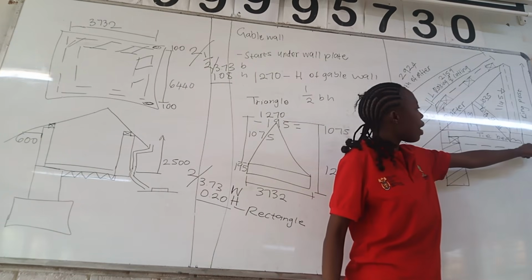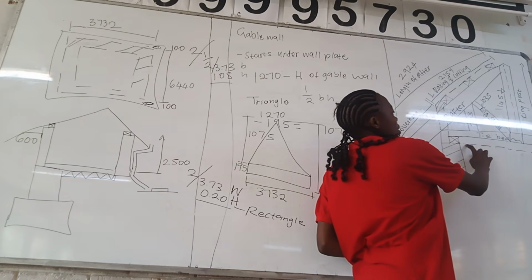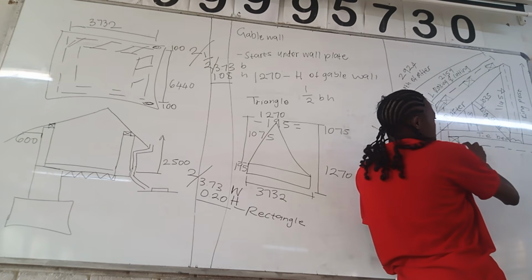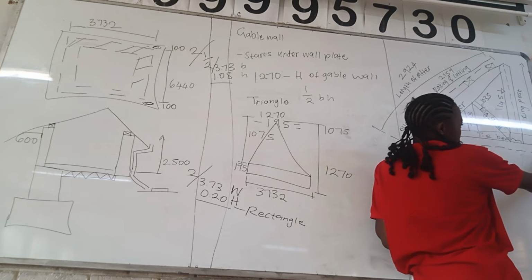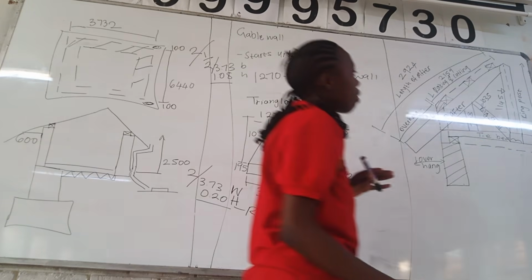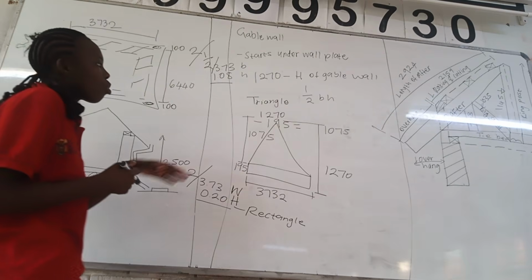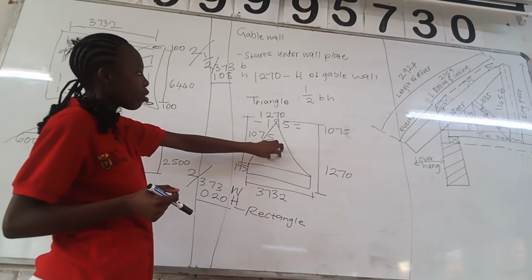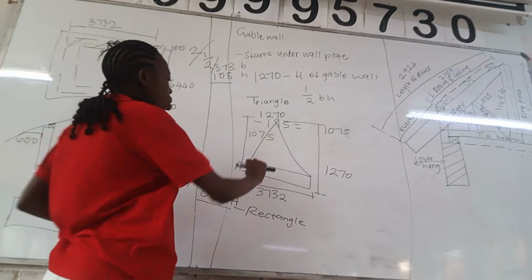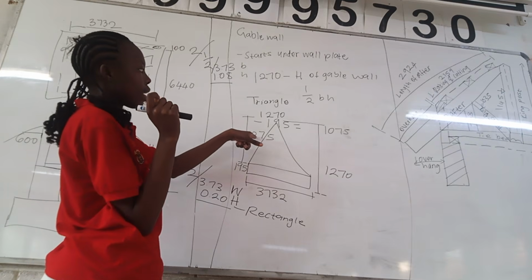There it is there. A gable wall starts under the wall plate. Here is our wall plate, and as you can see, this dotted line here represents the wall plate, under the wall plate, where the wall plate is starting. So from the wall plate until there, at the top, it's 1270. It's the height of the gable wall. So for us to get the height of the triangle, we're going to say height of the gable wall, which is 1270. We subtract the height of the rectangle, which is 195, and then we'll get 1075.